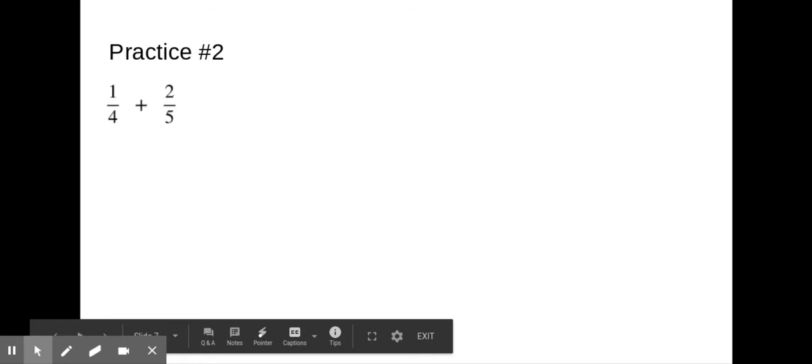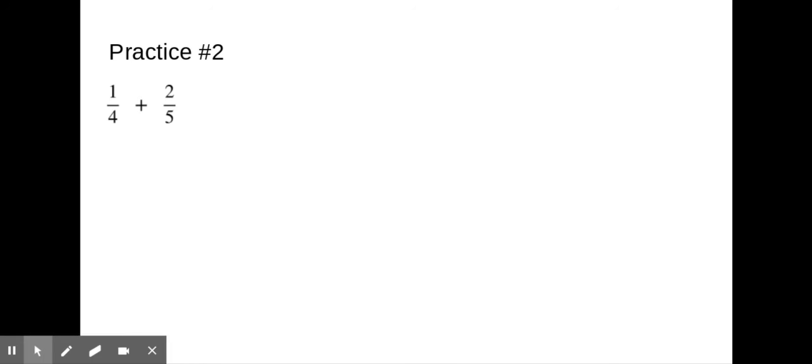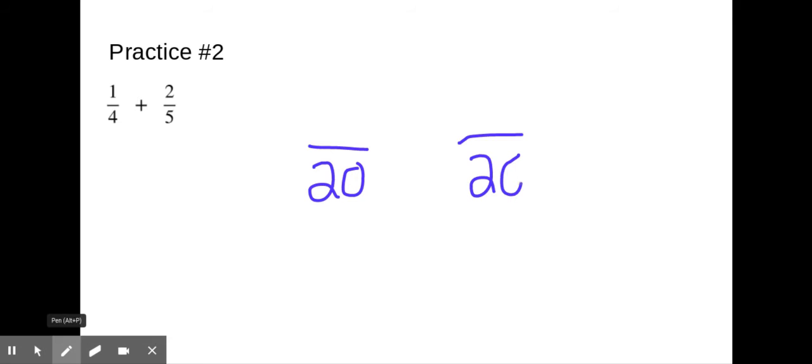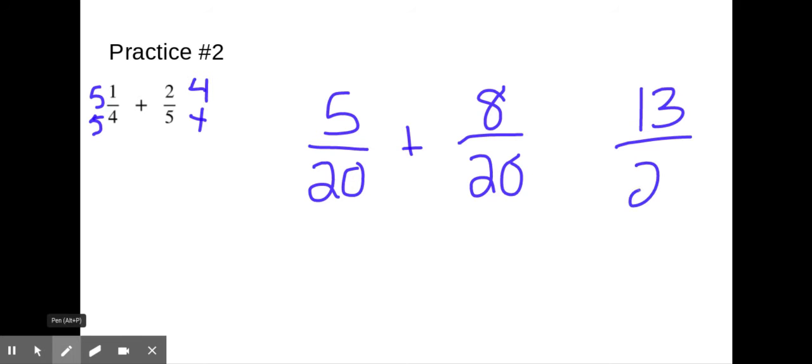One-fourth plus 2/5. Go ahead right now and try that. 4 and 5 both have a common denominator of 20. So to turn 4 into 20, I multiply the top and the bottom by 5. So I'm left with 5 over 20. To turn a 5 into 20, I multiply the top and the bottom by 4. 5 plus 8 is 13. 13 over 20 is our answer.